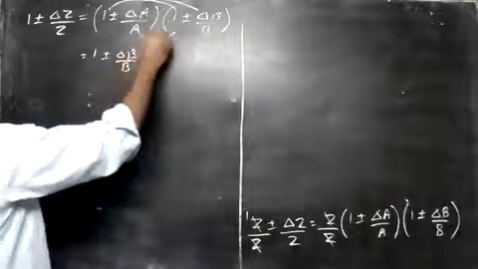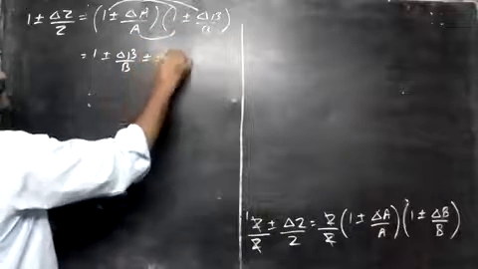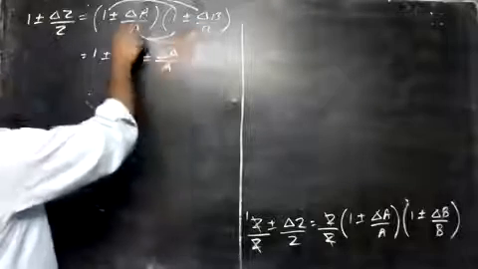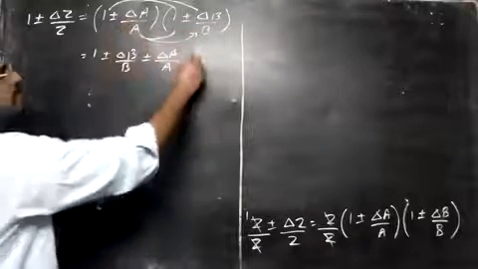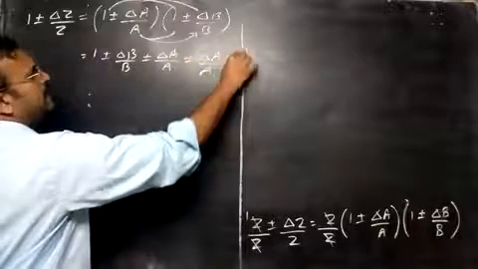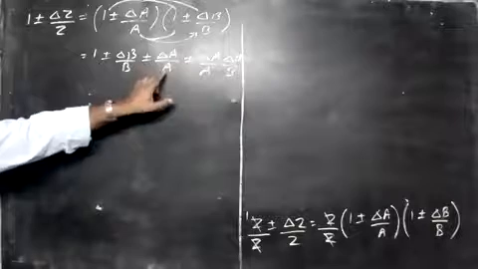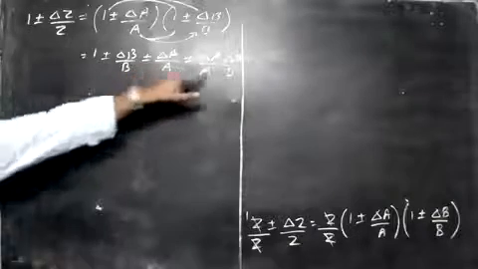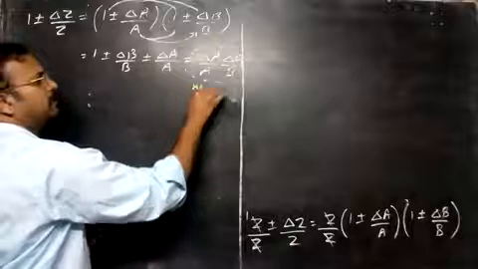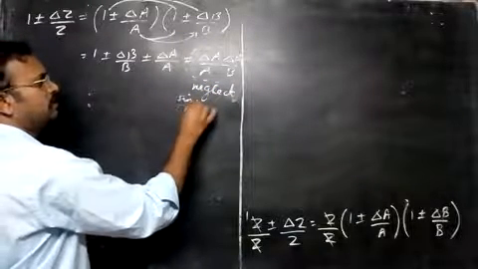Then multiply this into this, so plus or minus delta A by A, into 1, the same one we get. The last one is delta A by A into delta B by B, so plus or minus delta A by A into delta B by B. Now you see that delta A by A is small and delta B by B is also small, so the product will be very small. Neglect this term because it's small.